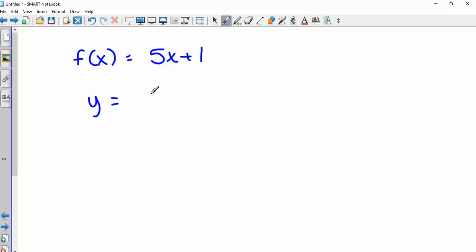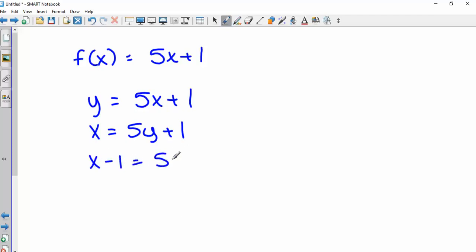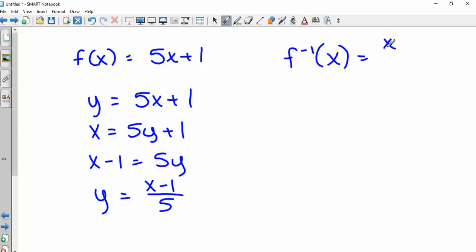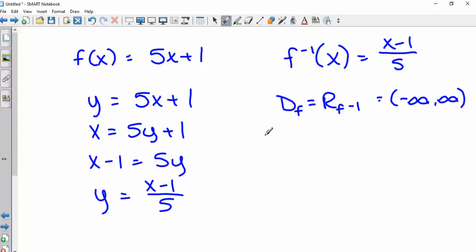If you found the inverse of this one, so if we switch x and y, so subtract 1, divide by 5. So in your inverse, we have a fraction, but the denominator is just 5. So what's the domain of that one? Yeah, so in this one, the original, there was no fraction, so it's negative infinity to positive infinity. The inverse, we have a fraction, but it's just a number, it can't be 0, so it's also negative infinity to positive infinity.